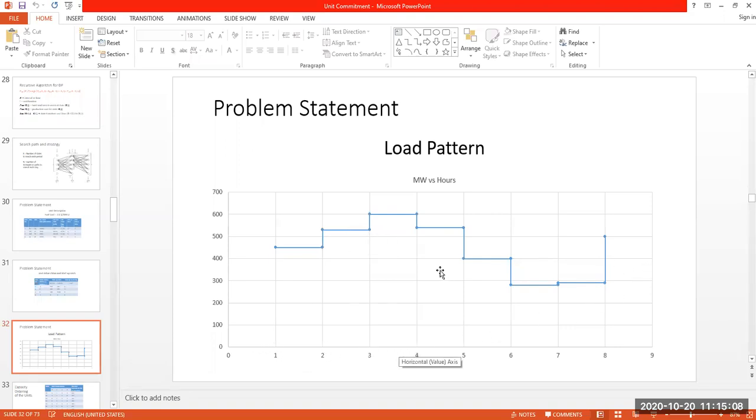Okay, but again, this is a pretty idealized case. In general, what happens? The load remains fluctuating, right? Load keeps fluctuating. It's never a constant line like this with respect to time. But for our example, we have taken it on an hourly basis, and for each hour, the load is considered to be constant. The load is given in megawatt, so it is megawatt versus hours.